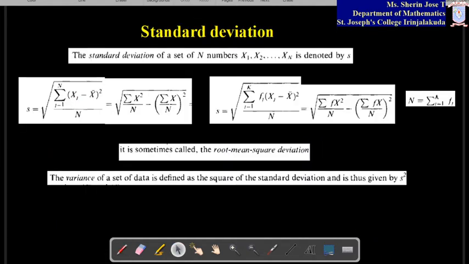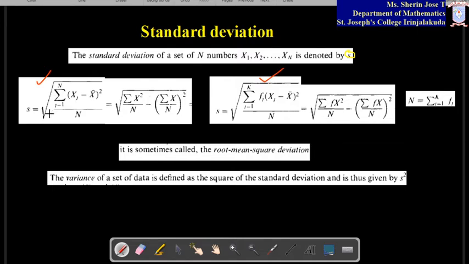Now the standard deviation formula is written over here. Standard deviation of a set of n numbers x1, x2, etc., xn is denoted by small s. So standard deviation is denoted by small s, that you remember. This is the notation we are using. So what is the formula for s? I have written two formulas here. One is without frequency, one is with frequency. The formulas look almost the same.